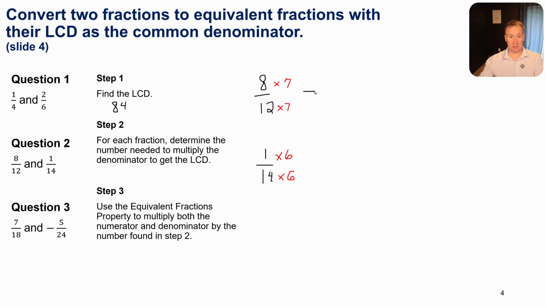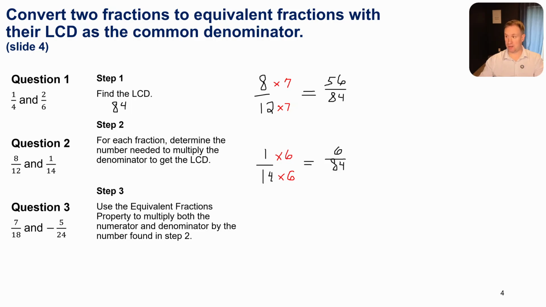So completing the equivalent fraction property now, I'm going to do 8 times 7, which is 56, and 12 times 7, which is 84. And then I'm going to do 1 times 6, which is 6, and 14 times 6, which is also 84. So now 6 over 84 is my result for the second fraction. Okay, so that's question 2.